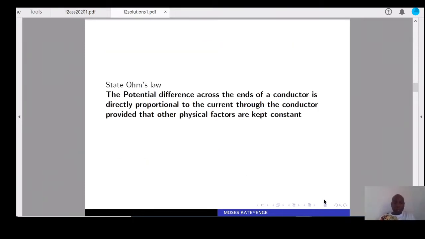Question number 2a says state Ohm's law. Ohm's law states that the potential difference across the ends of a conductor is directly proportional to the current through the conductor, provided that other physical factors are kept constant.